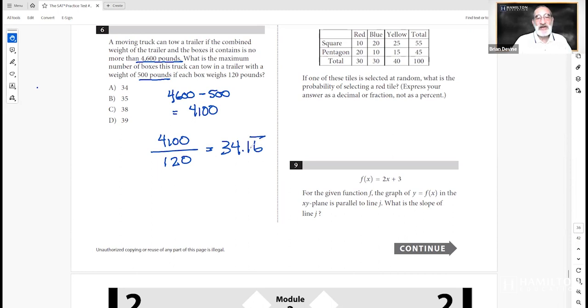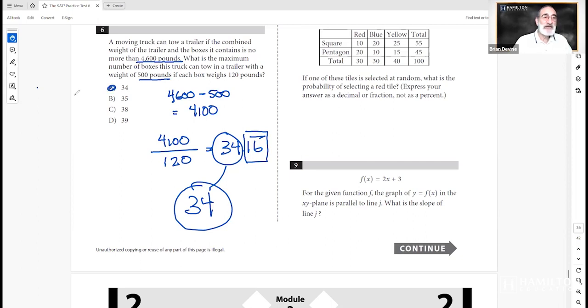34.16 repeating. And I can't take a partial box, so I can take 34 of these boxes of books without going above the maximum weight allowance for the truck. So 34 is your answer. A is correct. And we move on.